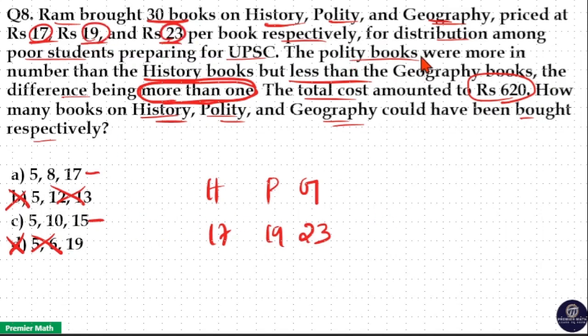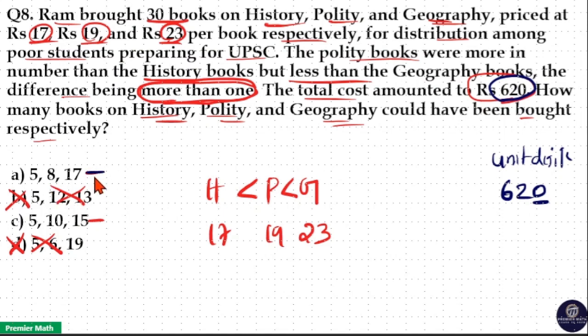Now polity books were more in number than history. Polity is more in number than history but less in number than geography. Now you can see here total cost for this 30 books is 620 rupees. Now take the unit digit. Don't go for the sum but take the unit digit. Here unit digit is 0.